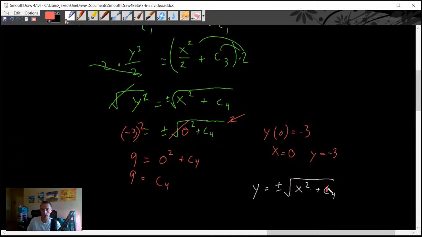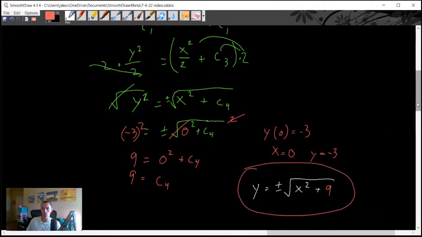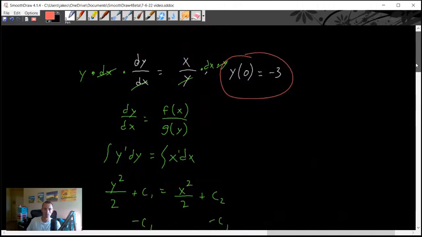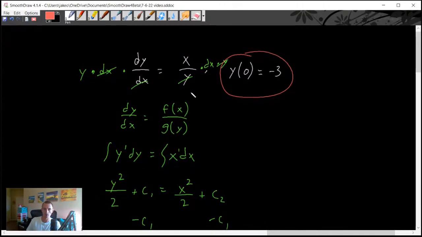We can go back to our general solution of our differential equation and replace C4 with 9. So now this is going to be the particular solution to the initial value problem given here. dy/dx equals x over y, where y of 0 is -3.